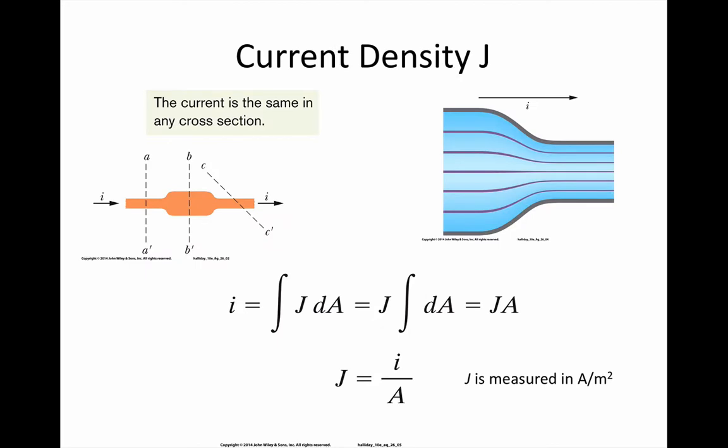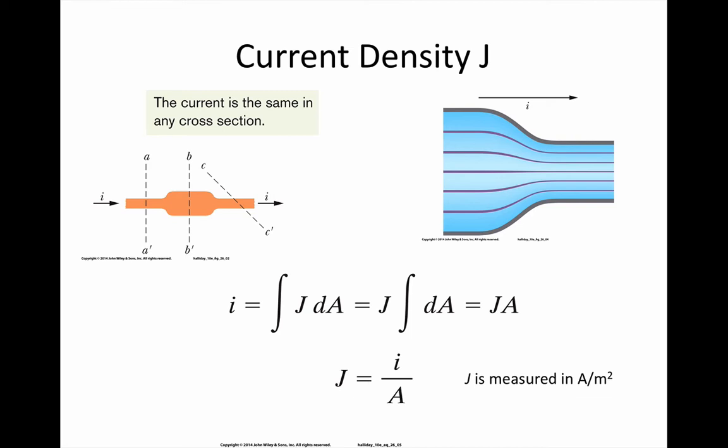Now to introduce something called current density. If a current is the same at all points in a wire, then if the wire becomes thinner, the current will have to become more concentrated. So we need to have a quantity called current density. It has the symbol capital J. It is a vector that moves in the direction of the flow of positive charge, and its magnitude gives the current per unit area in the wire.